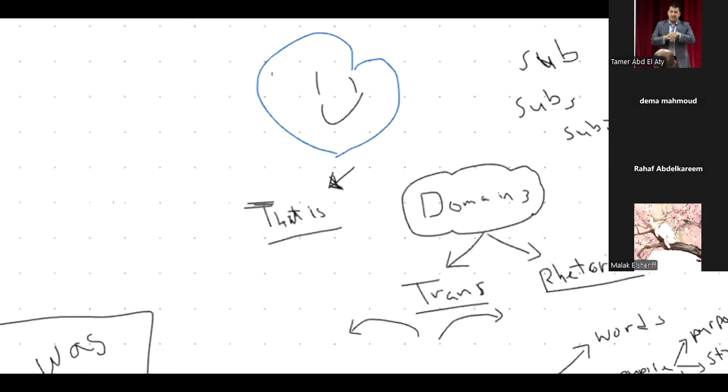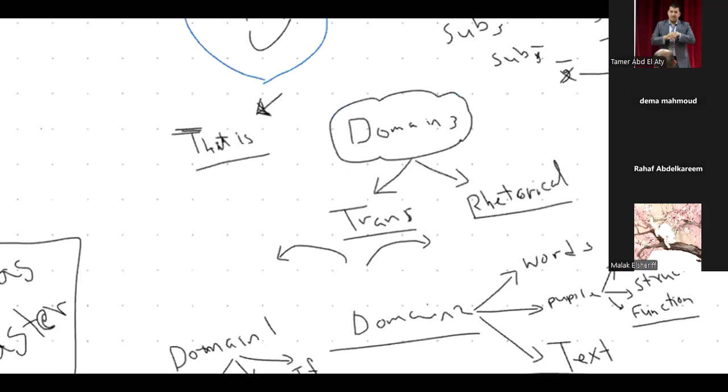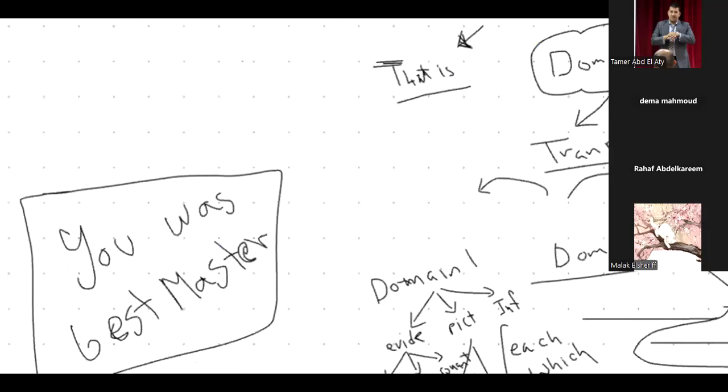The last domain that will come in the test, domain 3. It has transition and rhetorical synthesis. So we start with vocabulary and end with the rhetorical synthesis. The transition, we know that the word.